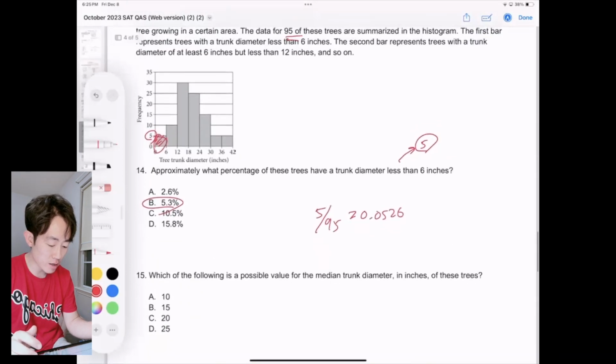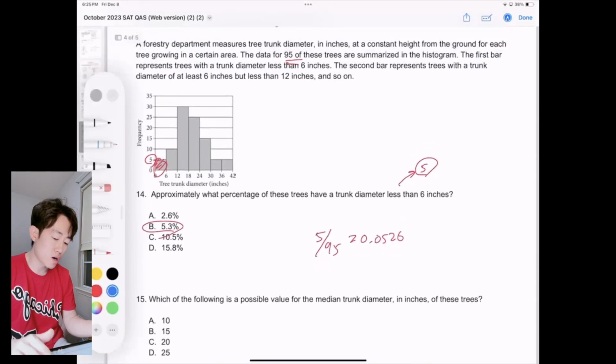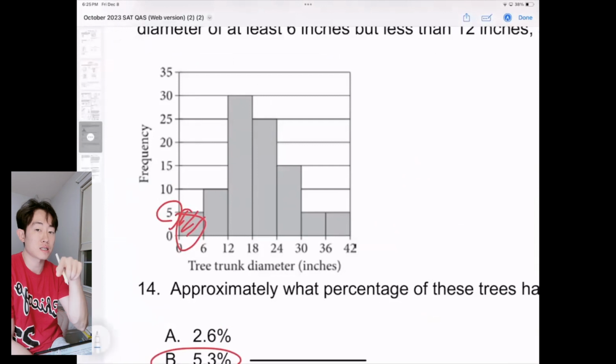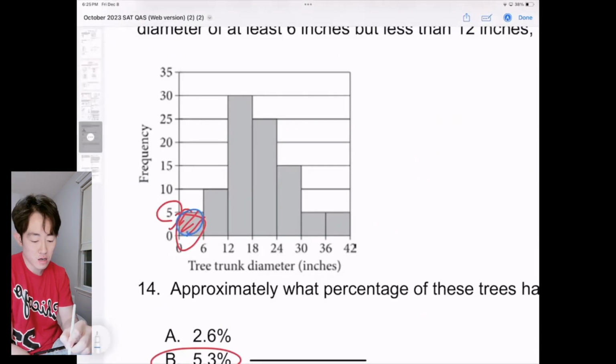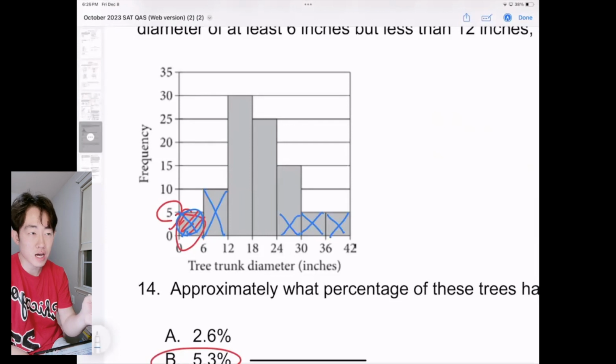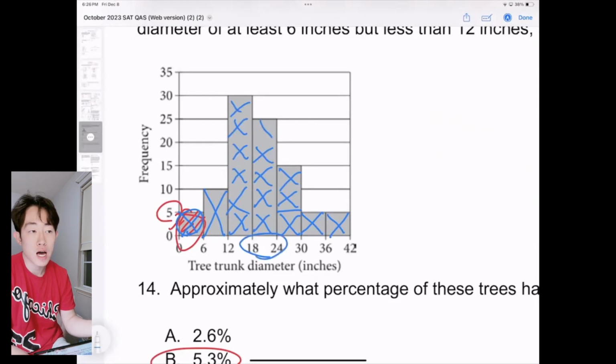Which of the following is a possible value of the median? Now, for the histograms, I tell even my AP stats kids to what I like to call cross out boxes. So if there were like 5 of them here, I cross out 5 from the higher end. There's 10 of these here. So I cross out one of these and one of these, which amounts to 10. And then you can figure out eventually that the median will lie somewhere, let's take a look. So these two, and then 1, 2, 3, 4. So the median has to lie somewhere between 18 to 24, it seems like.